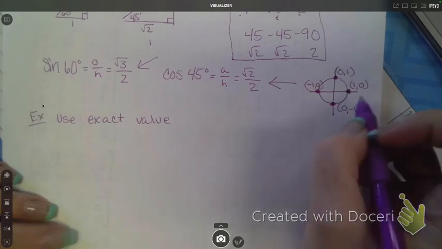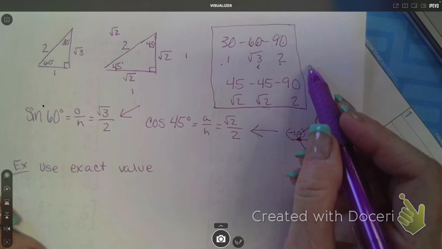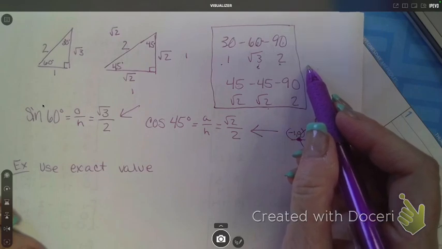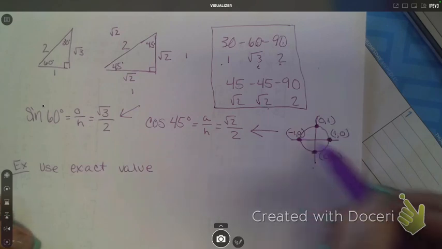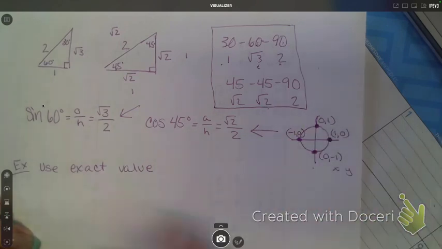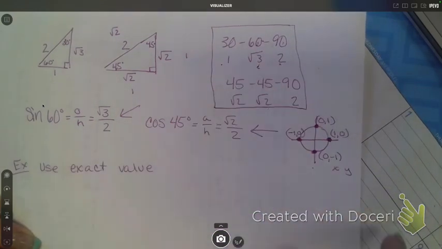Okay, so in here we're going to use x and y, but here we're going to use opposite, adjacent, hypotenuse. Because there is no triangle on this circle, is there? Like on the coordinate, on the quadrantal angles? No. Okay, so use exact values. So this and this you need to be looking at.